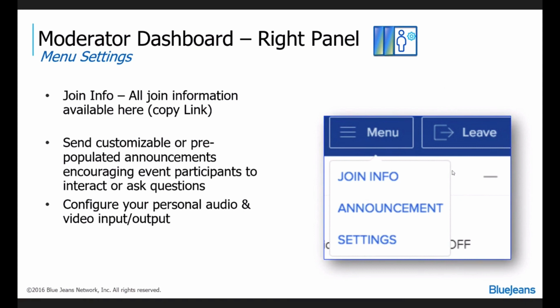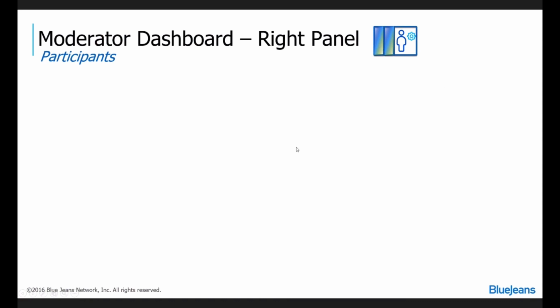So if you send out a poll, you can send them an announcement that says, hey, this poll is closing in 30 seconds. Make sure you get your vote in. And then the settings, of course, allows you to control your own personal audio and video input and output.